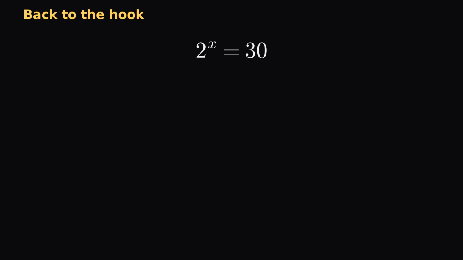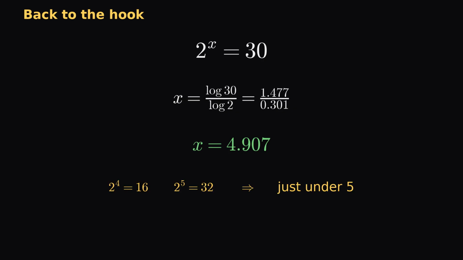So let's finish the one from the start. 2 to the x equals 30. Take logs. x is log 30 over log 2. That's 1.477 over 0.301. 4.907. And always do that last check.